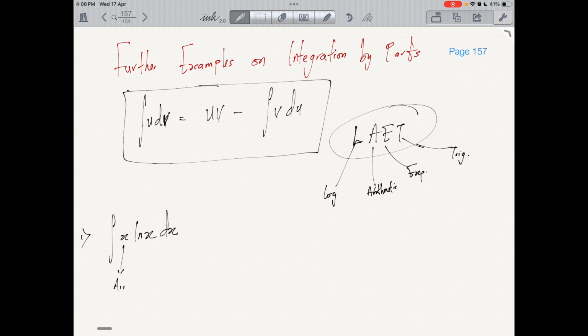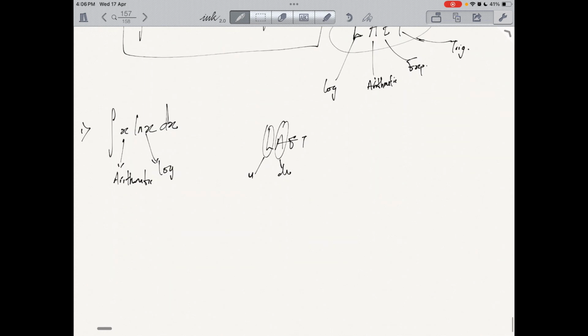x is arithmetic and ln x is logarithm. So you pick LAET, then obviously our L comes first, which will be our u part, and our arithmetic comes second, which should be our dv part. So in essence, we are saying u is equal to ln x and dv is equal to x dx.